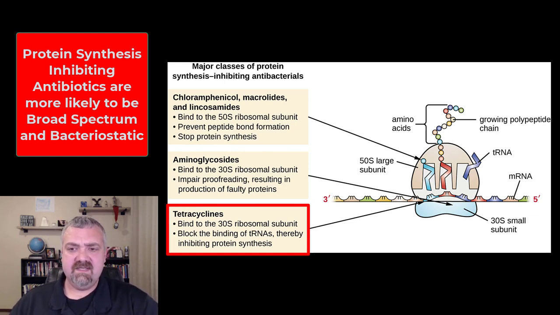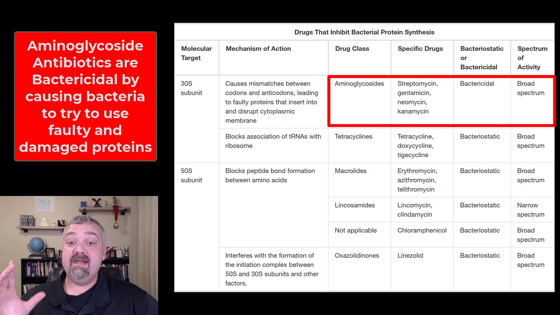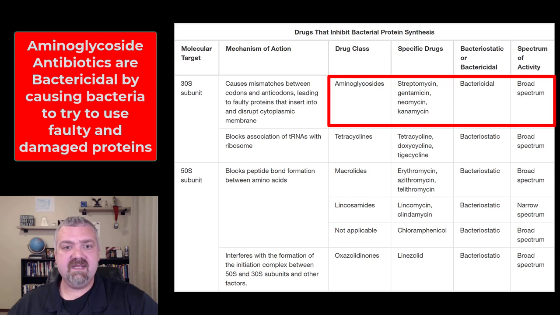All right, so I'll probably show you this image several times just to remind you of what we're looking at here, the protein synthesis or translation inhibitors. The first group we're going to talk about are the aminoglycosides. They do impact the 30S subunit, just like tetracycline, but they cause mismatches between codons and anticodons, which means the wrong amino acid is put into the chain of proteins, leading to faulty proteins that insert into and disrupt the cytoplasmic membrane. So hopefully that will destroy the cell.